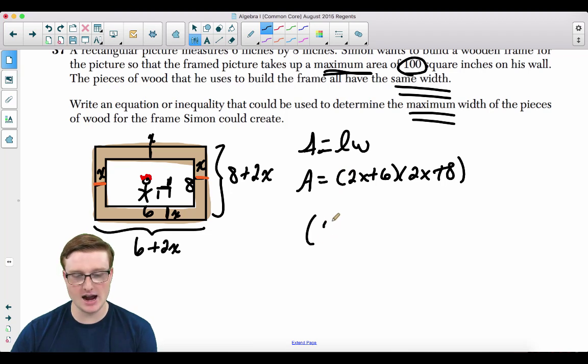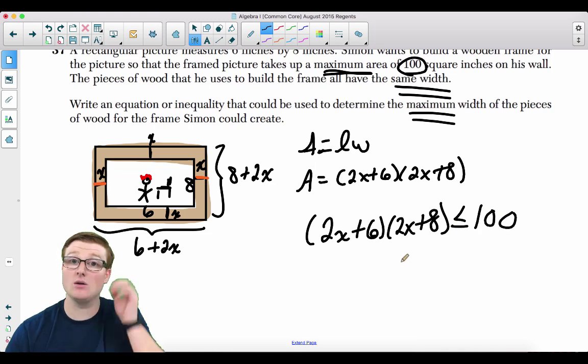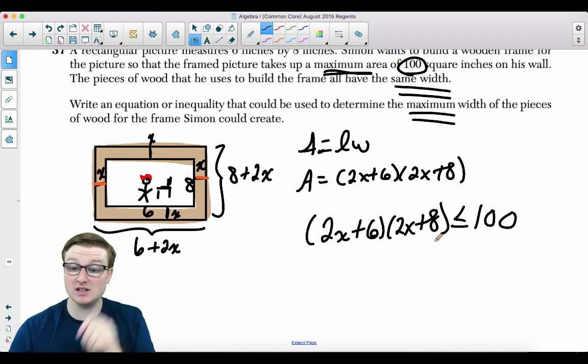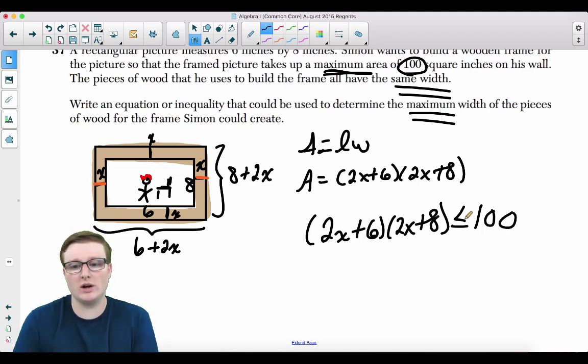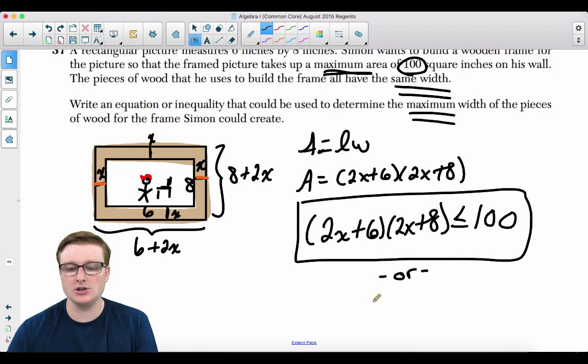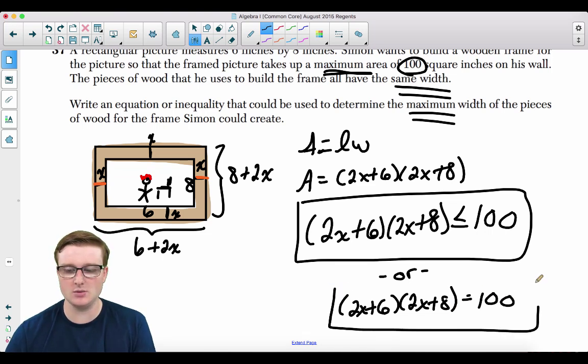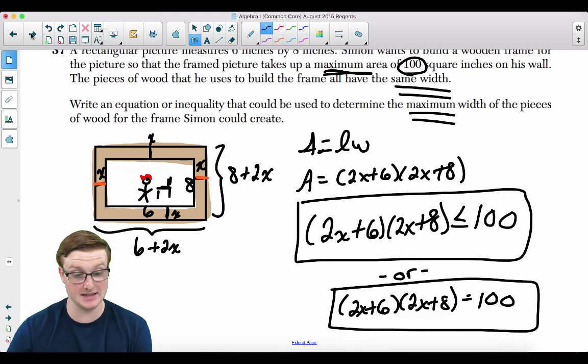So the inequality that I wrote is (2x plus 6)(2x plus 8) is less than or equal to 100. Now, could you write (2x plus 6)(2x plus 8) is equal to 100? Absolutely you can. It could be equal to 100. Either one of those would be perfectly acceptable on the exam.